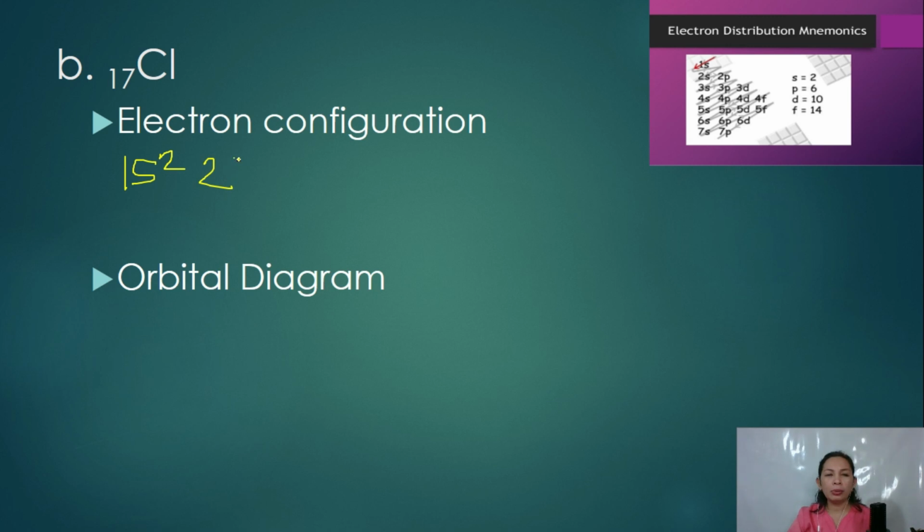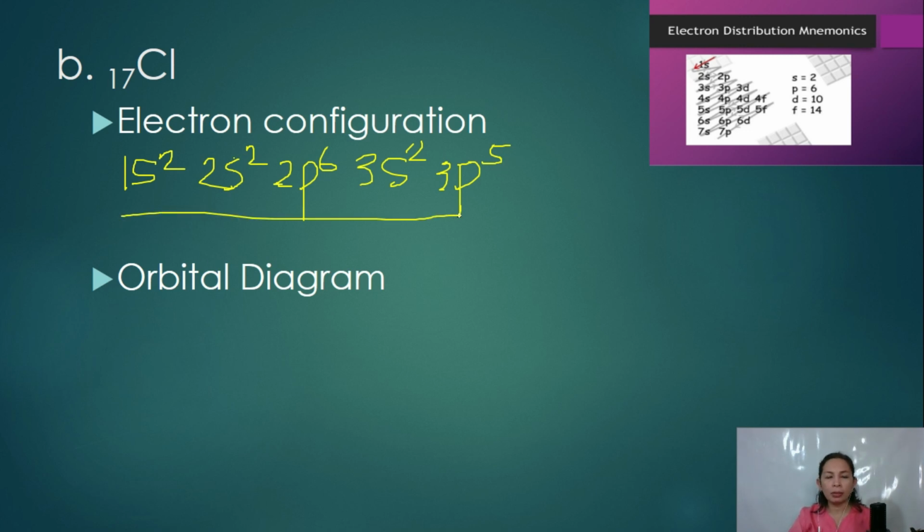1s, 2, then 2s containing 2 electrons, followed by 2p, which must have 6 electrons because this is a p orbital. Then we follow with 3s, 2 electrons, and 3p must have 5 electrons to complete 17. So 2 plus 2 plus 6 is 10, plus 2, 12, plus 5, 17. So far, this is our electron configuration.